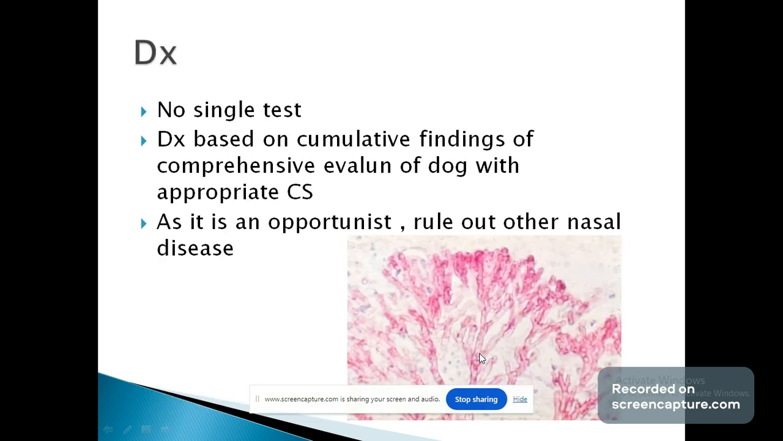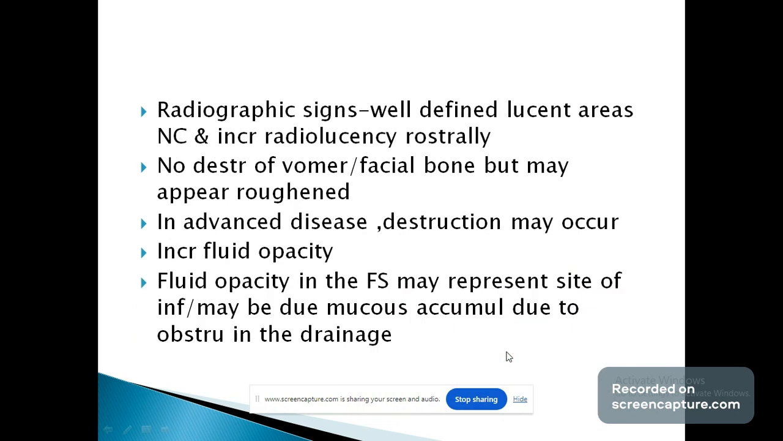No single test is diagnostic for aspergillosis. As it is an opportunist, always rule out other nasal disease. So you can see on the cytology fungal hyphae, branching fungal hyphae. Radiographic signs of aspergillosis: you would observe well-defined lucent areas in the nasal cavity and increased radiolucency rostrally. In advanced cases of aspergillosis, you observe bone destruction. Generally, you don't find bone destruction in fungal infection of the nasal cavity, but in advanced disease you can observe bone destruction also.